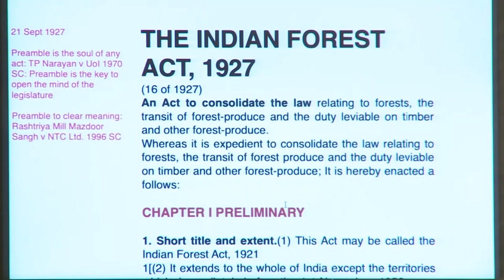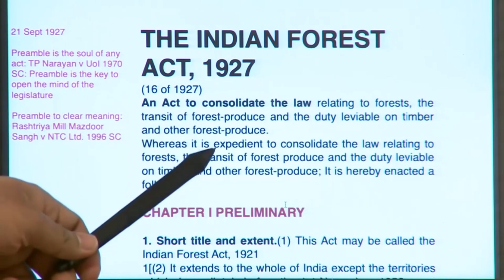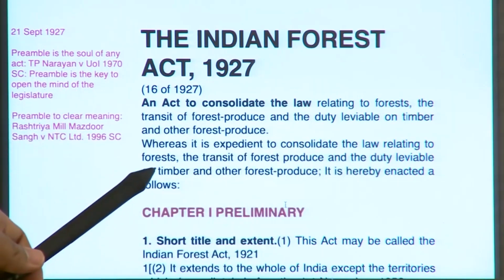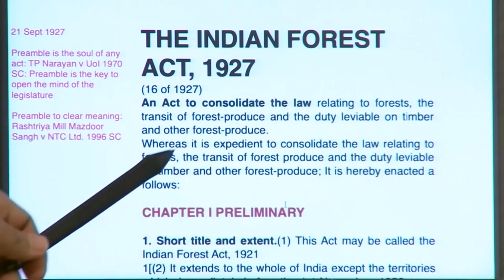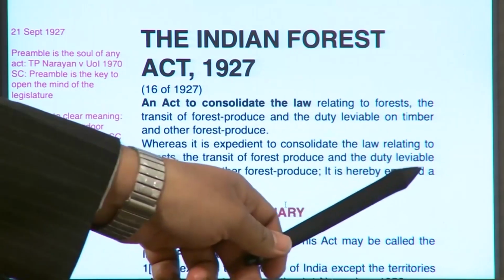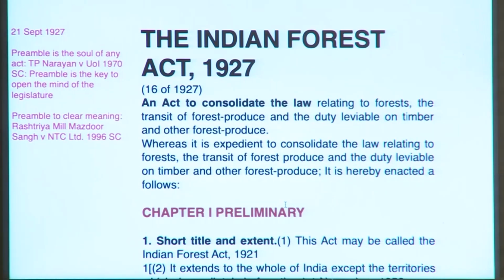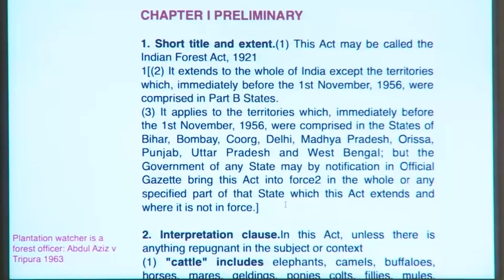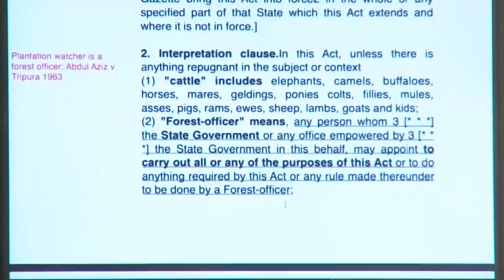So, essentially when this act was made, India was under the control of the Britishers, and this act was made with a purpose to reserve certain forests, to reserve certain forest produce for the government. Whereas, it is expedient to consolidate the law relating to forest, the transit of forest produce and the duty leviable on timber and other forest produce, it is hereby enacted as follows. So, what are the major provisions that we have in this act? So, we begin with the short title and extent, followed by the interpretation clause.